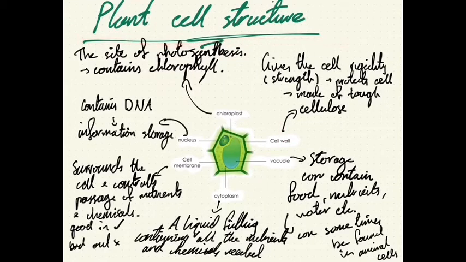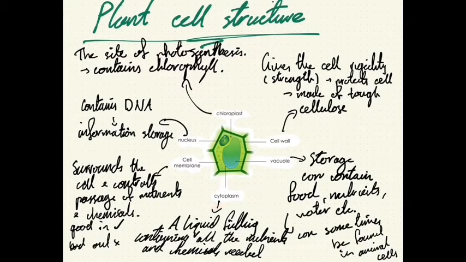Plant cell structure. Let's start off with the cell wall. It gives the cell rigidity or strength and protects the cell, made of tough cellulose. Vacuole: storage for the cell. It can contain things like food, water, nutrients. Sometimes they can be found in animal cells, but if they are, they're usually a lot smaller.